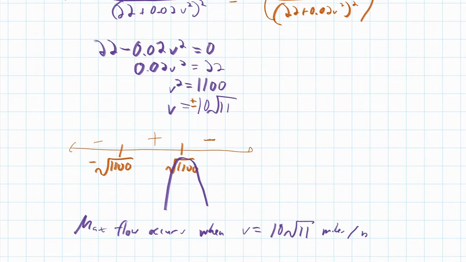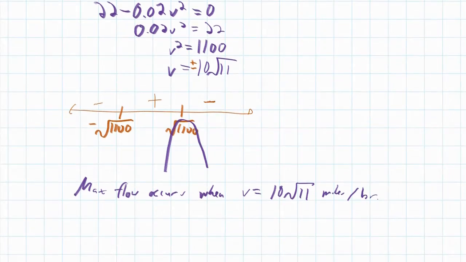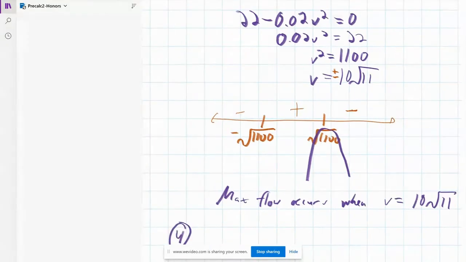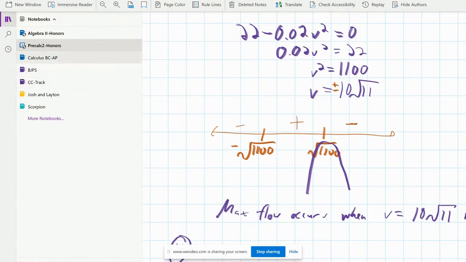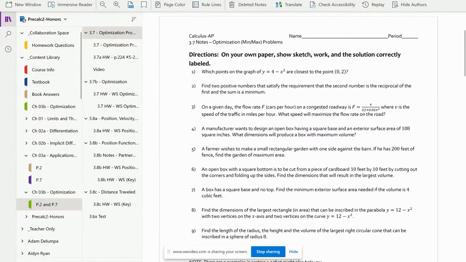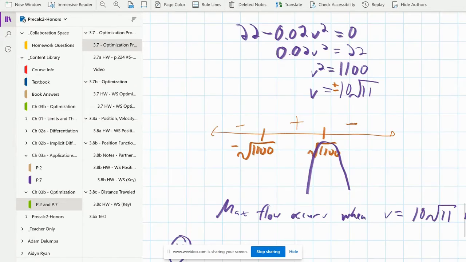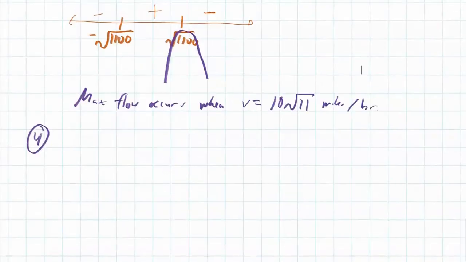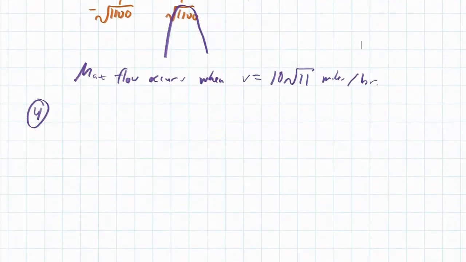Okay. Continuing on, we go for number 4. So a manufacturer wants to design an open box having a square base, and I want to make sure your worksheet actually clarifies this because I made a subtle change. Yep, in an exterior surface area. Sorry, the source I was looking off didn't have that, but I made a note to make a change. Open box having a square base and an exterior surface area of 108 square inches.